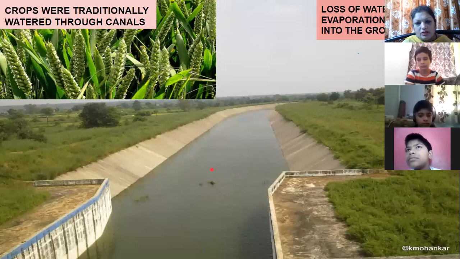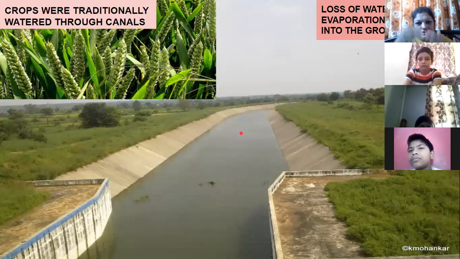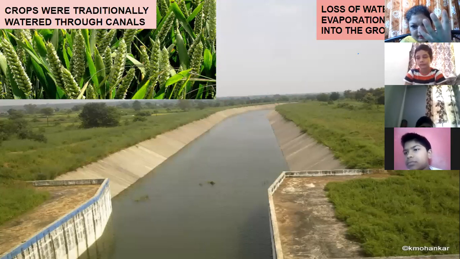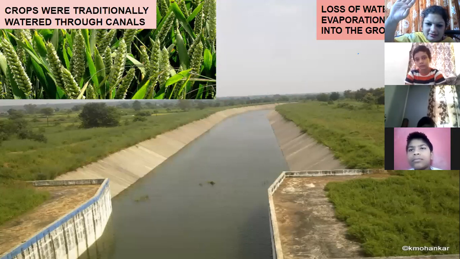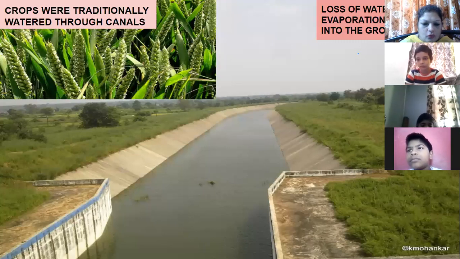But the problem was, this is the traditional method. In ancient times, these canals were used to provide water to the crops. Now what happens? Because of the rays of the sun, what will happen to the water in the canals? The water gets slowly converted into water vapor, into steam. That means the water is lost. Some water is absorbed by the ground, that means it is seeped into the ground. So some water is wasted because it is absorbed into the ground, and some water is turned into water vapor.